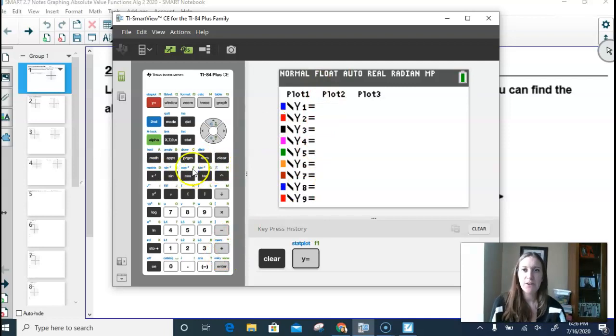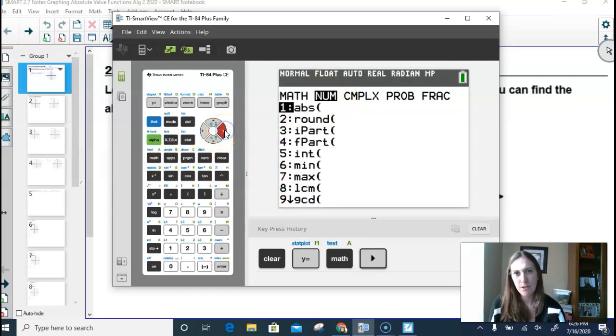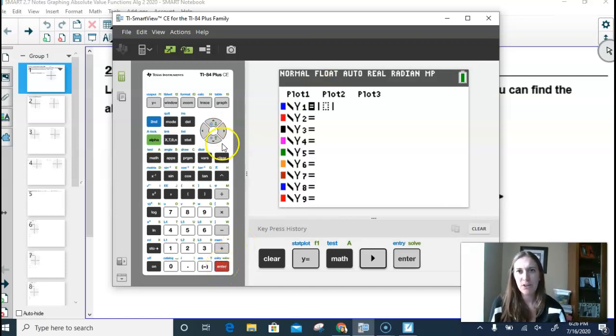So the absolute value bars are found in the math menu. While I'm in Y1, I'm going to hit math, and then go over to where it says NUM, the numerical submenu, and then the very first one, ABS, absolute value. Now if you do have an older calculator, you see ABS parentheses and then X. That means the same thing. Just the newer calculators have a text upgrade where it actually looks like what I'm typing.